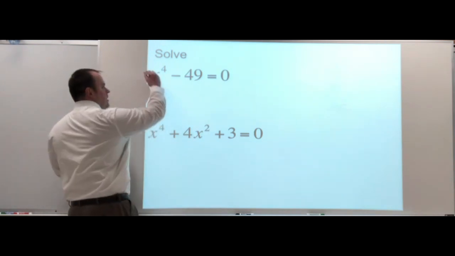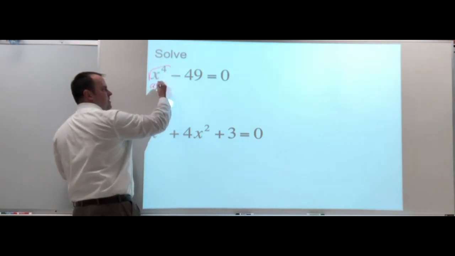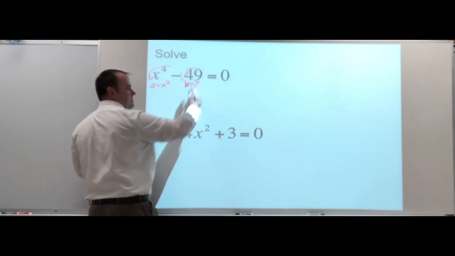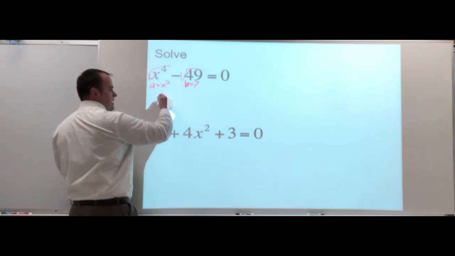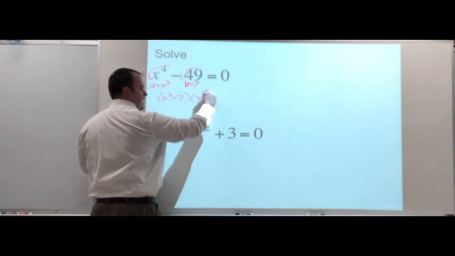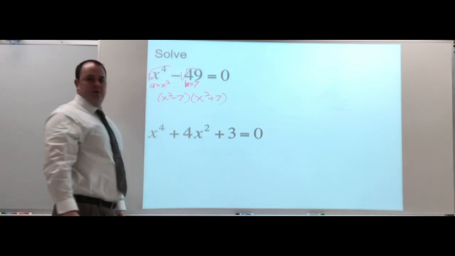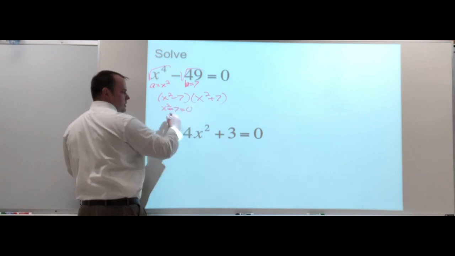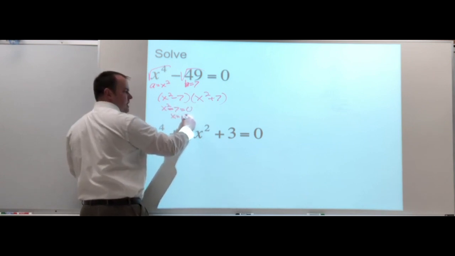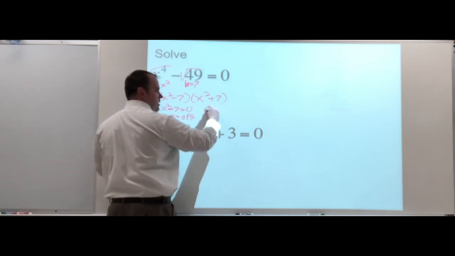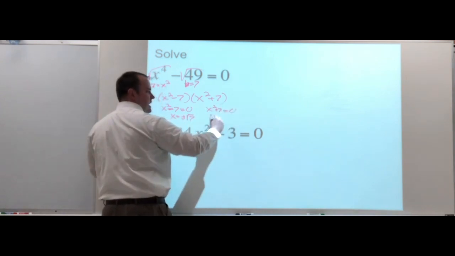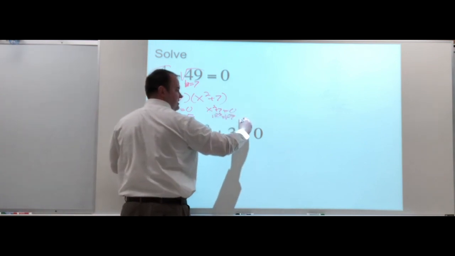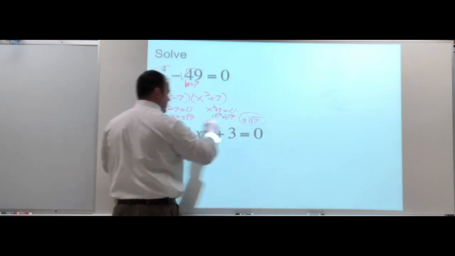It's difference of squares. The square root of x to the fourth is x squared. The square root of 49, oops, sorry, that's b, is 7. So we're still using difference of squares. X squared minus 7, x squared plus 7, and we're setting those equal to 0 and solve. So we would have x equals plus minus square root of 7 over here. Subtract 7, and we get, since it's square root of negative 7, plus minus i square root of 7.